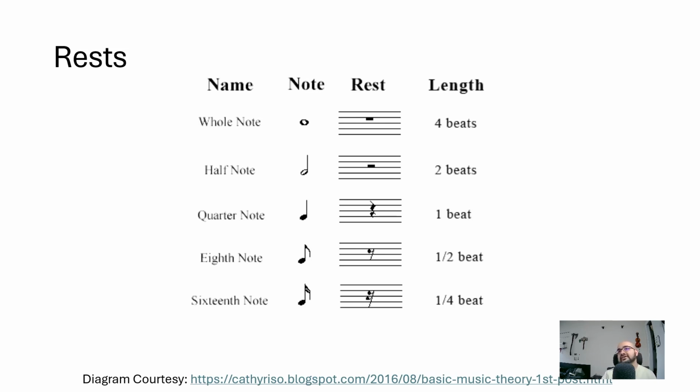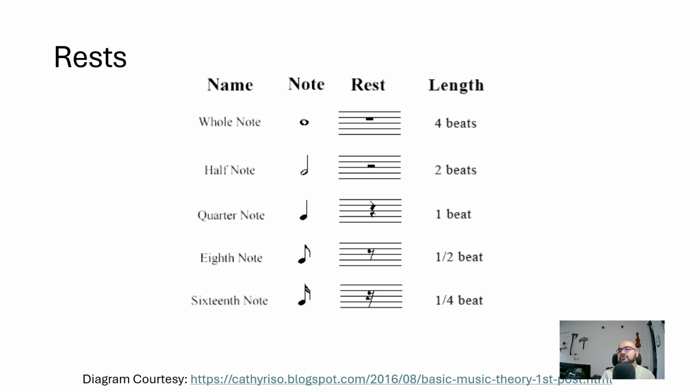a chart that tells you the time value of the note and the subsequent symbol for it. So for the whole note, the rest looks like a segment that's drawn from the second line from the top, but it's drawn below the line. The below the line distinction is important because the rest notation for the half note is the same, except it's on the third line and it's above the line. For the quarter note, it's pretty distinct, and eighth note onwards, there's a compounding that happens.